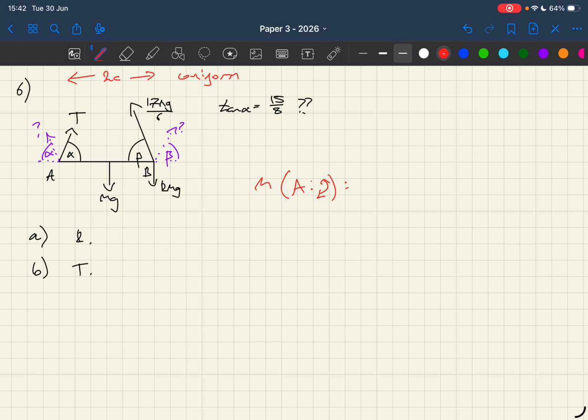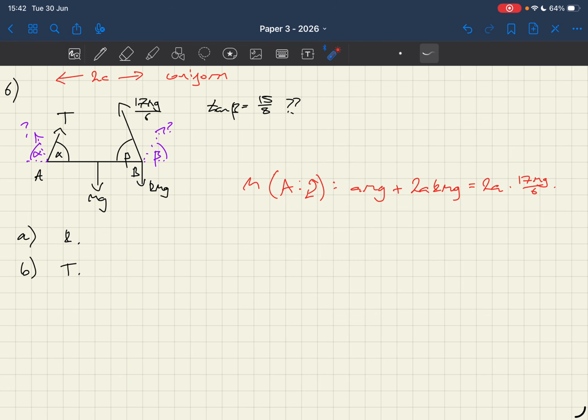No, ignore me. So yeah, going horizontally, we have A mg plus 2A k mg, and that's going to be equal to 2A times 17 mg on 6, and then times the angle that we need, which is going to have to be sine of beta. Sorry, this should be tan of beta up here, not alpha. Yeah. Excuse me.